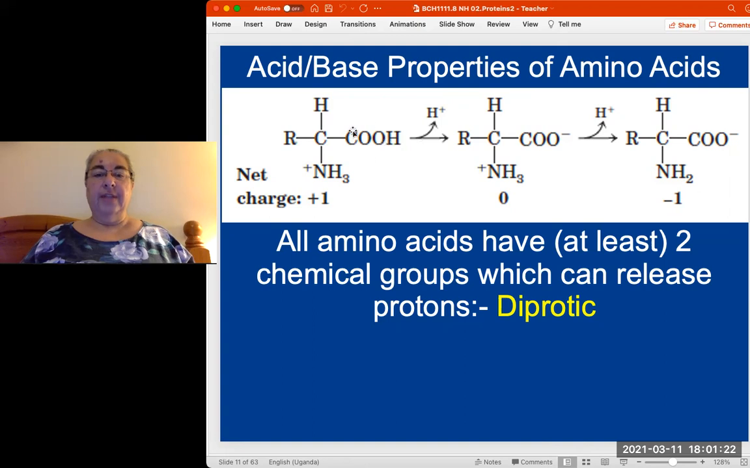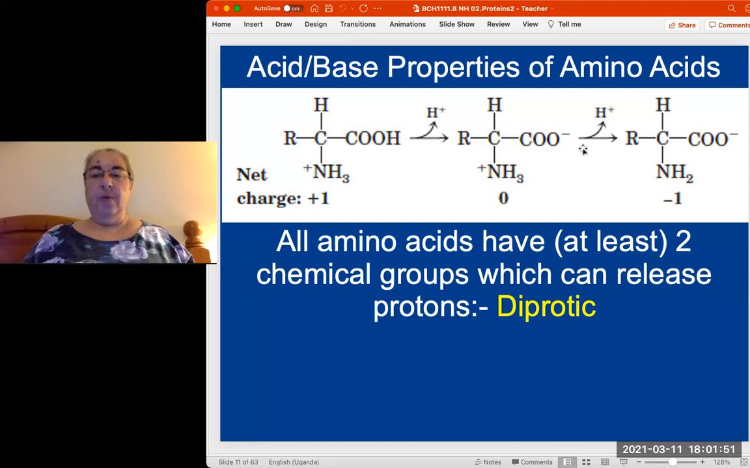So here is the carboxyl group with a hydrogen ion attached to it. The hydrogen ion is released. So now we go from a hydrogen ion on the carboxyl group to no hydrogen ion. So we now have a negative charge. So we've gone from a charge of +1 to 0.